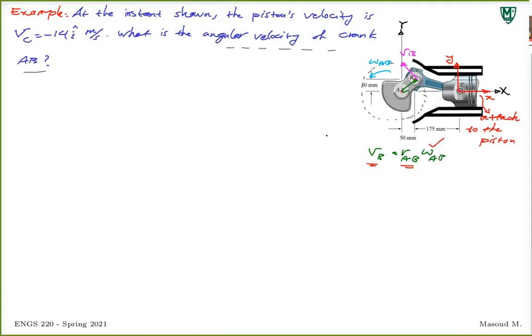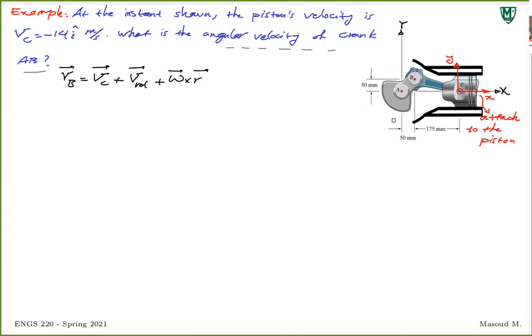We made three decisions: where to put the frame, what part to attach it to, and we're going to study point B. So following the general equation, we say VB is equal to VC plus V relative plus omega cross R. All right. Let me erase this and clean up.